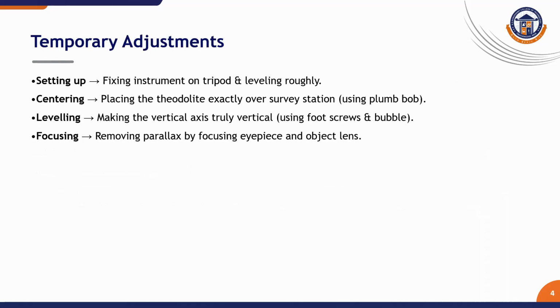It's called the temporary adjustment. To ensure accurate measurement, a theodolite must be properly set up. This involves four temporary adjustments that are performed at every instrument station.